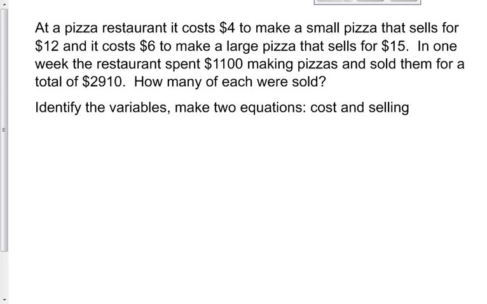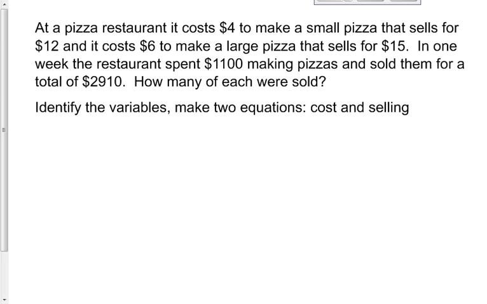At a pizza restaurant, it costs $4 to make a small pizza that sells for $12. It costs $6 to make a large pizza that sells for $15. In 1 week, the restaurant spent $1,100 making pizzas and sold them for a total of $29.10. How many of each were sold?